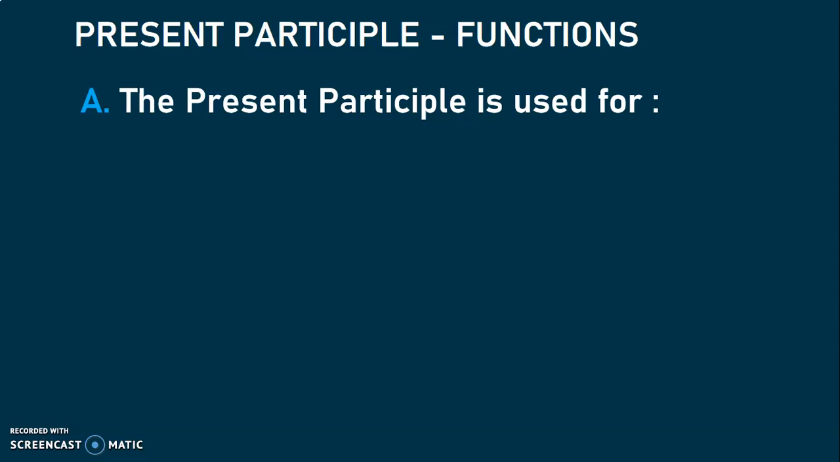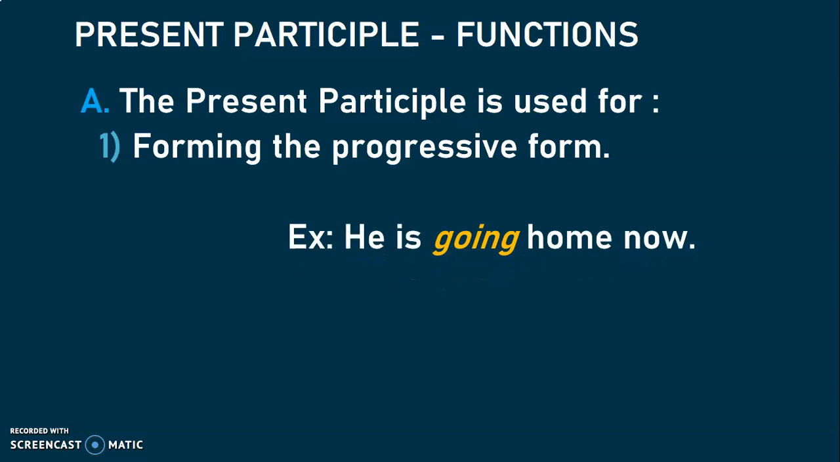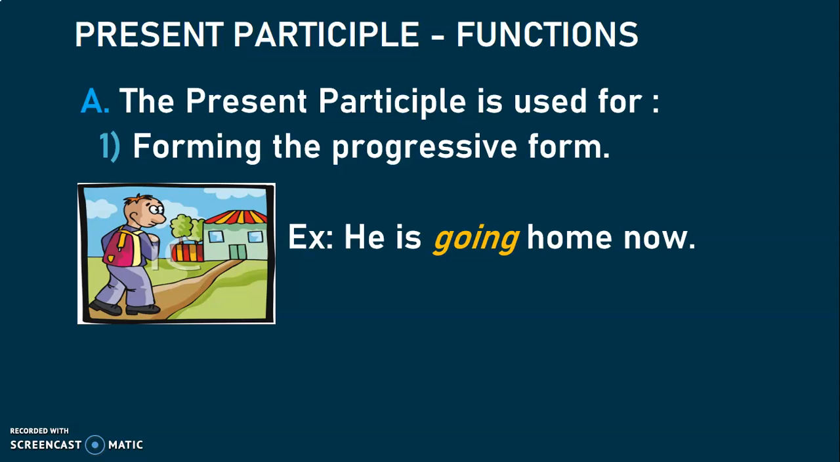Mainly, present participle has four functions. First one, it is used for forming continuous tense. That means progressive form of a verb. He is going home now. In this sentence, the tense is present continuous tense or present progressive tense. And the present progressive tense is formed by adding ing with the verb go. This is the first function.